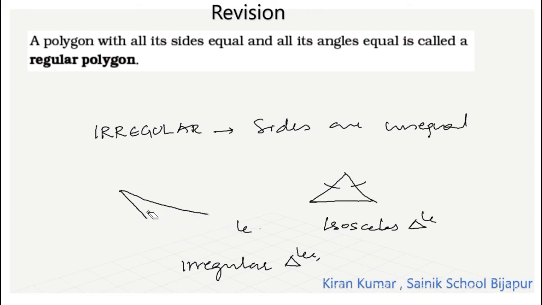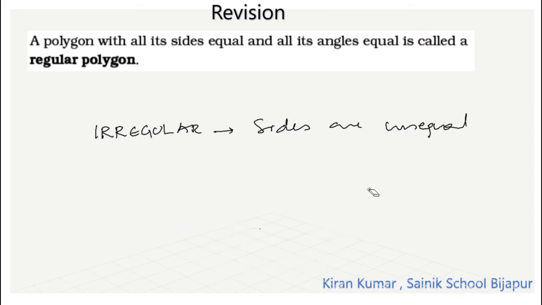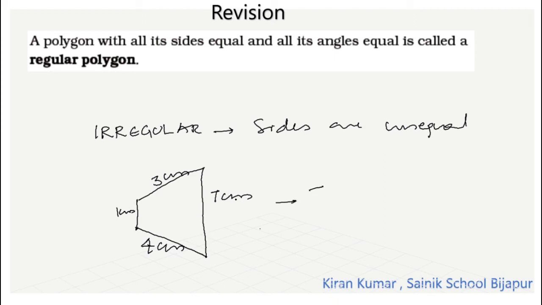If the question is to give an example of an irregular quadrilateral, you can give an example like this one. The sides are not equal. Suppose the side is 1 centimeter, this is 3 centimeter, 7 centimeter, and this is 4 centimeter. This particular figure is called a quadrilateral, a general quadrilateral.